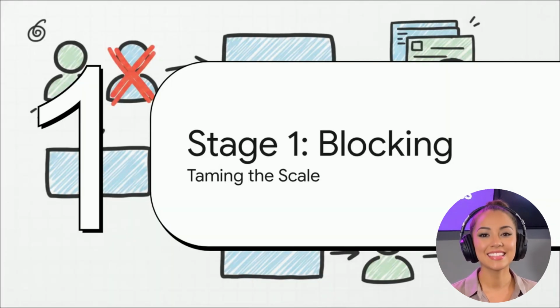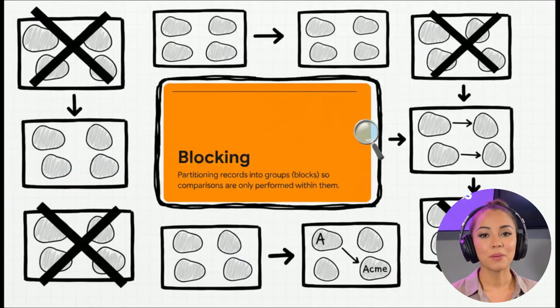All right, let's dive into stage 1, blocking. Honestly, the best analogy here is doing your laundry, right? Before you can wash everything, you separate it into piles. Whites, darks, colors. You do this so you don't have to think about every single piece of clothing at once. Blocking does the exact same thing for your data.